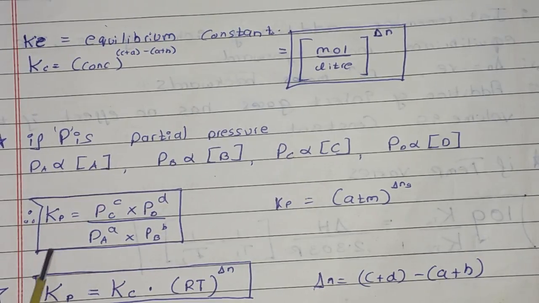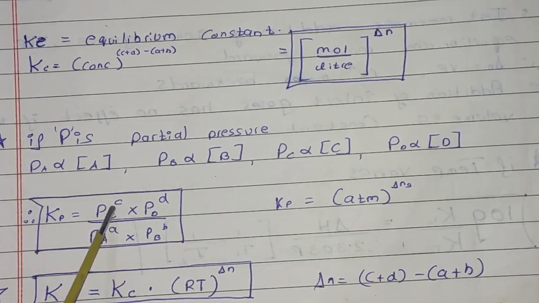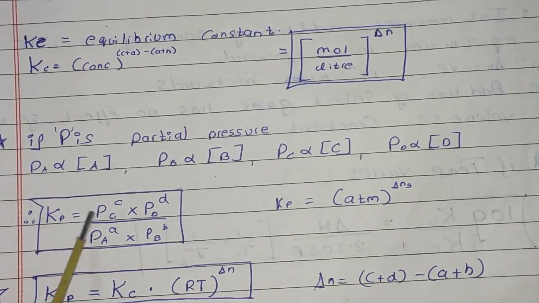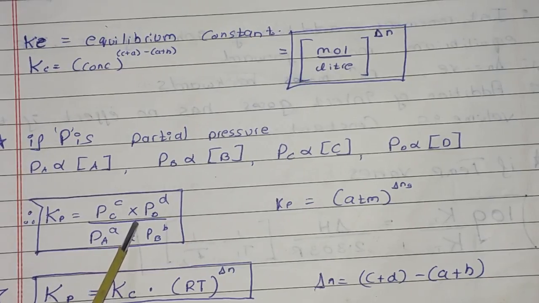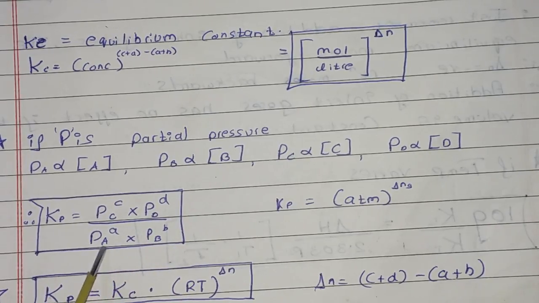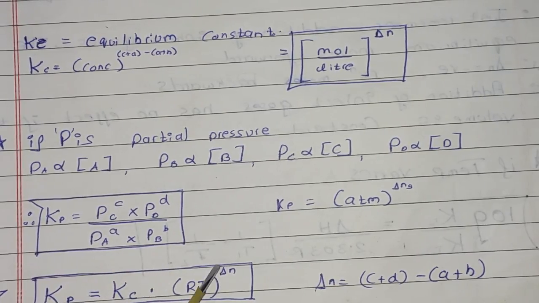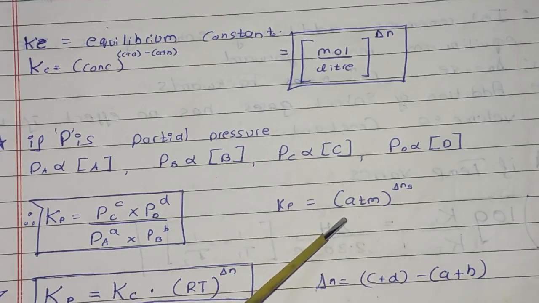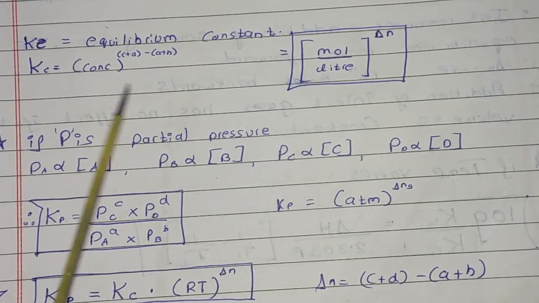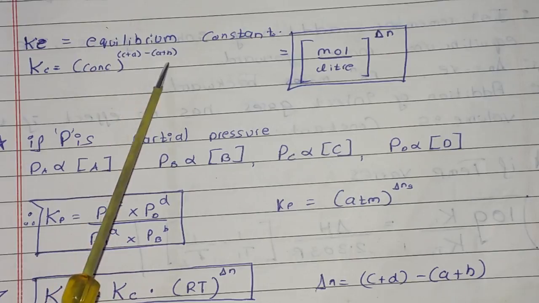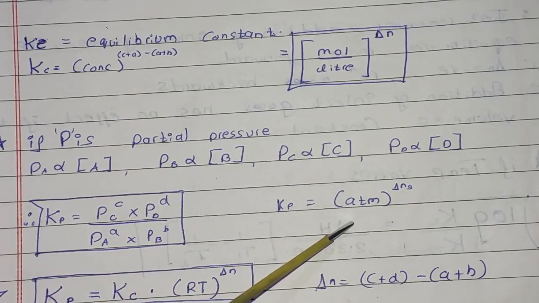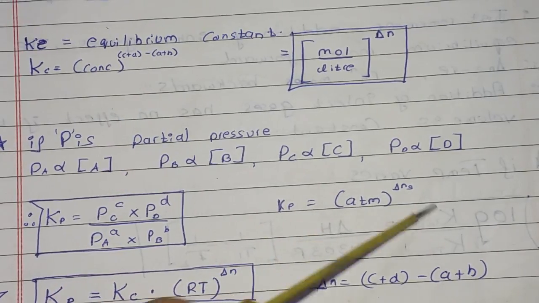So what is Kp? Kp is the equilibrium constant which is related to partial pressure. So Kp equals the partial pressure of C to the power of its stoichiometric coefficient into the partial pressure of D to the power of its stoichiometric coefficient, upon the partial pressure of A to the power of its stoichiometric coefficient into the partial pressure of B to the power of its stoichiometric coefficient. So Kp is pressure to the power delta n. We had Kc equals concentration to the power delta n, and Kp equals pressure to the power delta n.